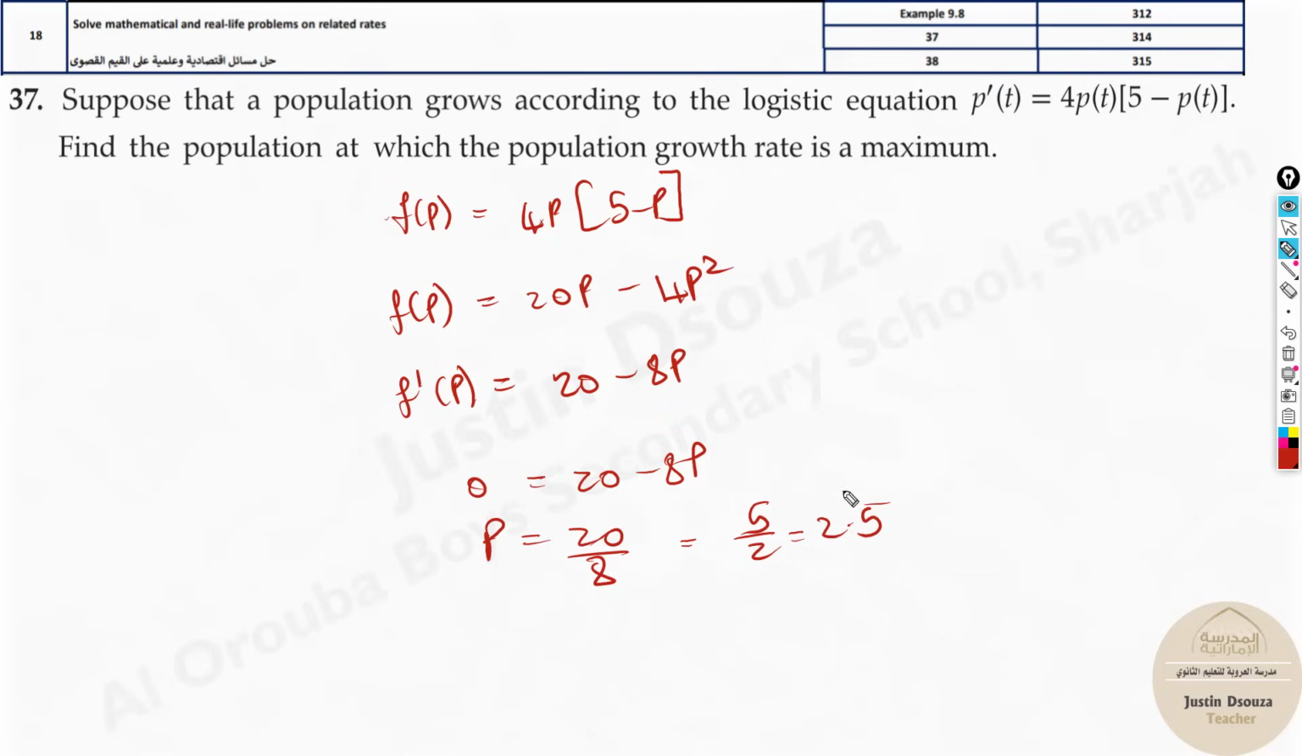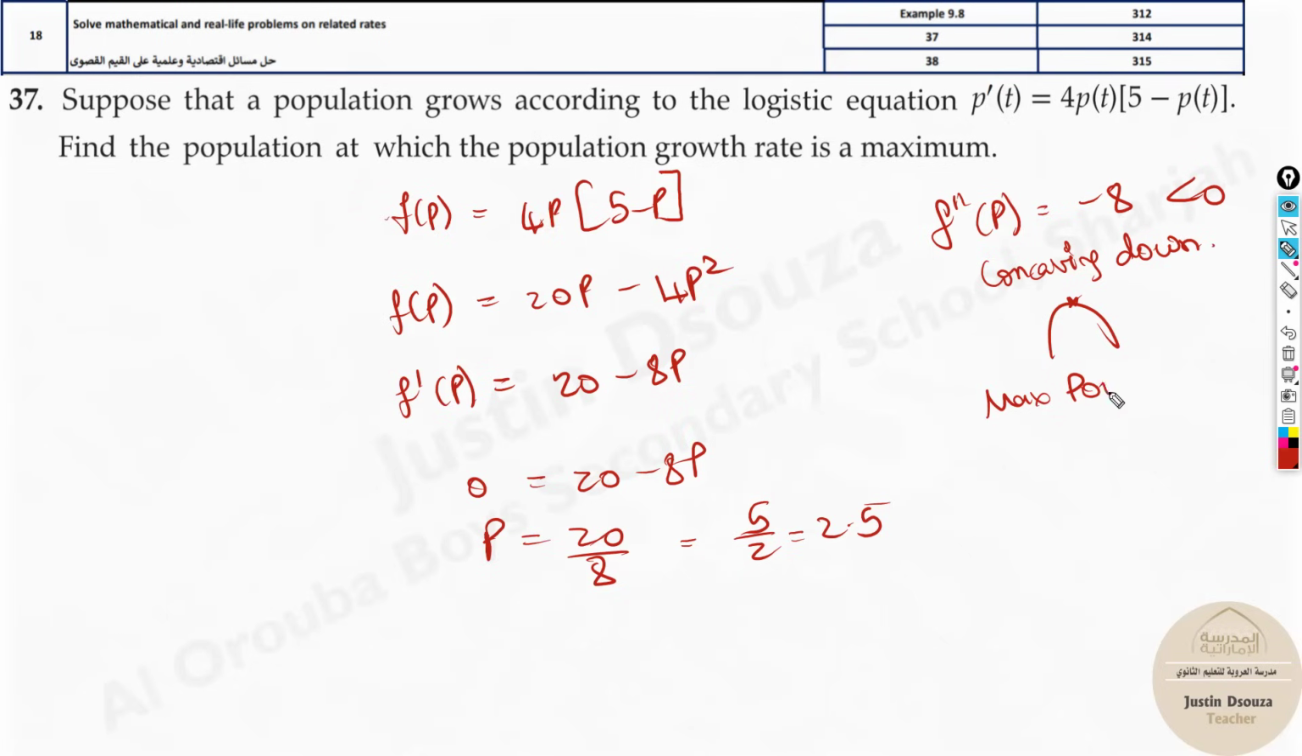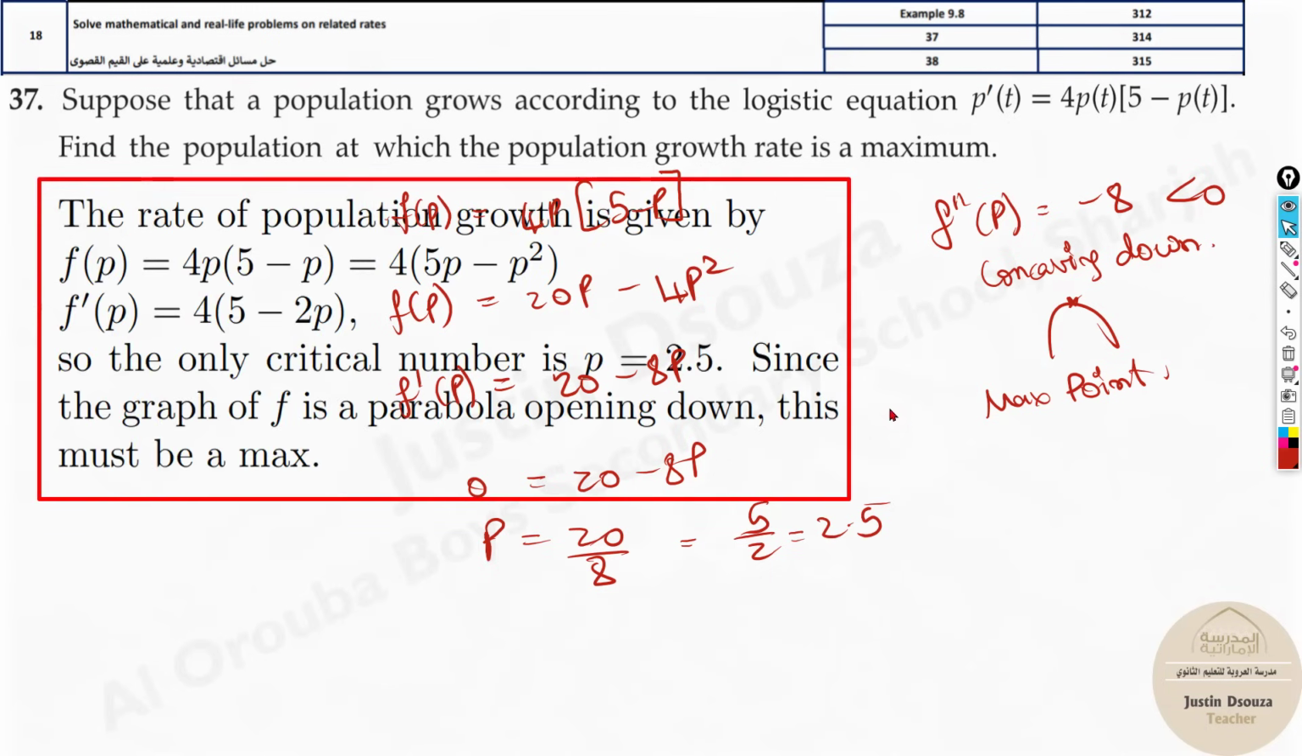Now, how do you check whether it's maximum? So you can do double derivative. F double derivative of P equals, I'm just directly doing it over here, minus 8. So minus 8 is less than 0. So you can say it is concaving downwards. If it's concaving downwards, then only a maximum point can exist. So maximum point. Therefore, you have just proven it is maximum. And you can see over here also, they have just done different methods. They have just told it's opening downwards. Yes, basically you can easily do the double derivative test and prove it to be maximum.